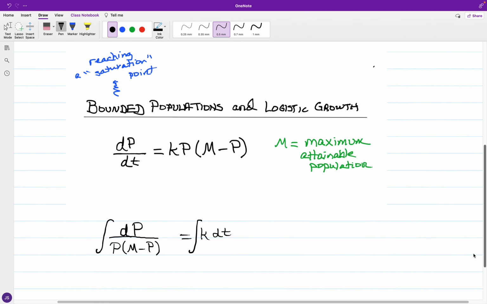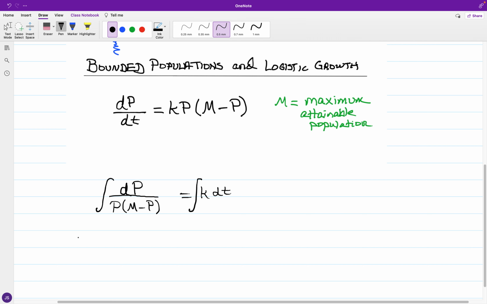And for what we're going to have here, we have 1 over M times the natural logarithm of P all over M minus P, and that is going to be equal to kt plus C.